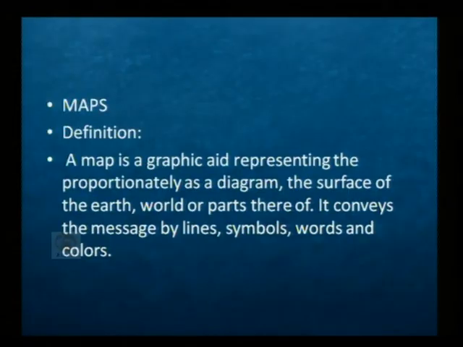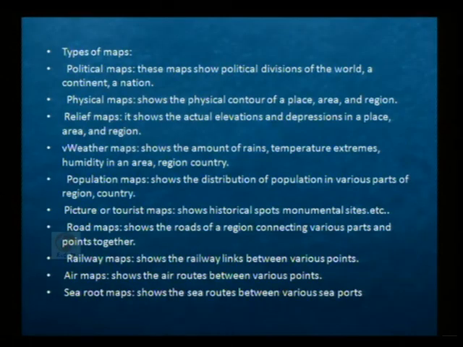Maps. A map is a graphic aid representing proportionately, as a diagram, the surface of the earth, world parts. It means the map should be drawn to scale. It contains lines, symbols, words and colors. Seas and water bodies are depicted with blue color, trees and forests are depicted with green color, other continents and places are depicted in different colors.